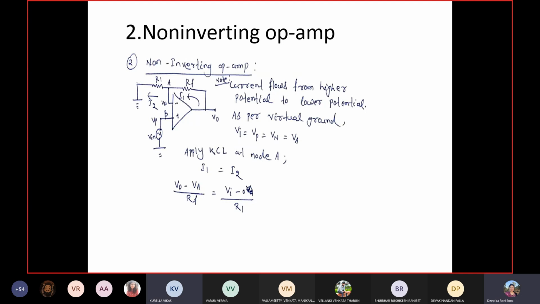If you see, the input is applied at the non-inverting or positive input terminal of the op-amp. The negative input terminal is grounded along with the R1 and RF.